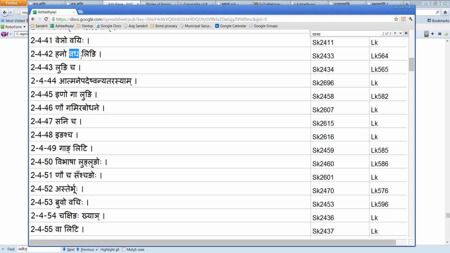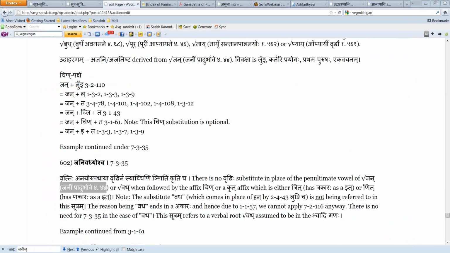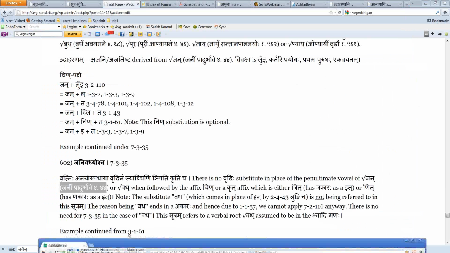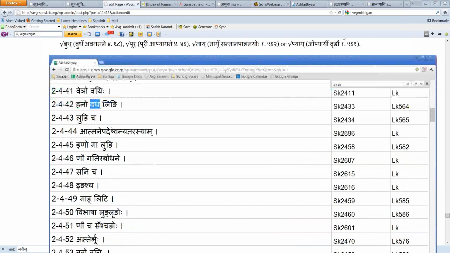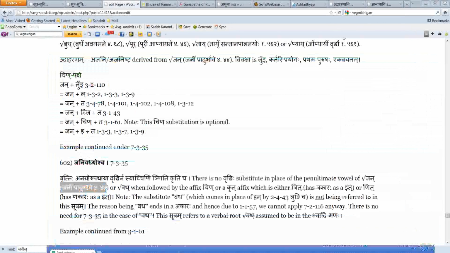The bottom line is that we do not need 7.3.35 in the case of this vada adesha which comes in place of han, because that vada is adantaha. There's no question of doing atobadhaya anyway. So then what is being referred to in this sutram, which could be this vada? There's no other vada that we really know of, is there?